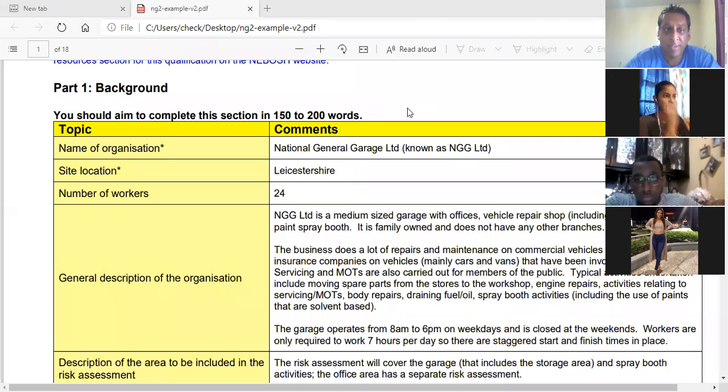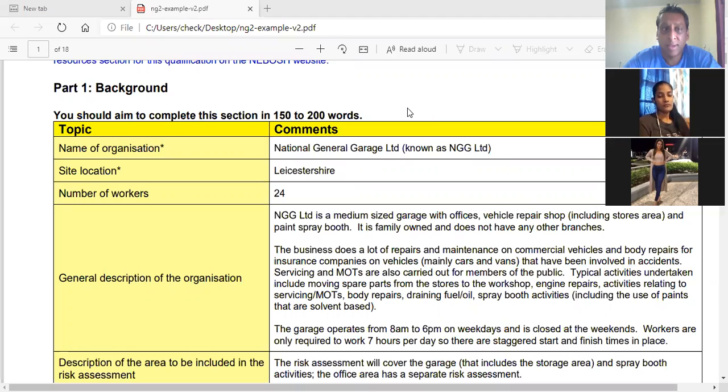So you need to give the name of the organization. I'm just going through the left-hand side. The site location, we spoke about that last week, and I'm ready to add a little bit more to that. For example, say where Leicestershire is, in the UK, of course. But again, you could probably do a better description if you research it a little bit.